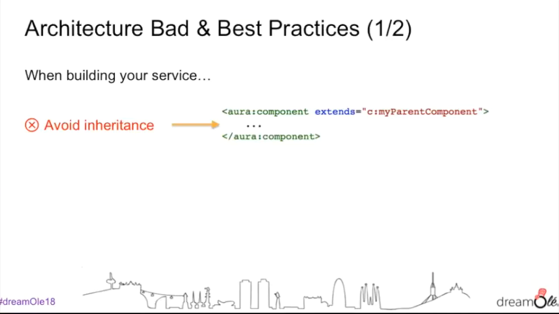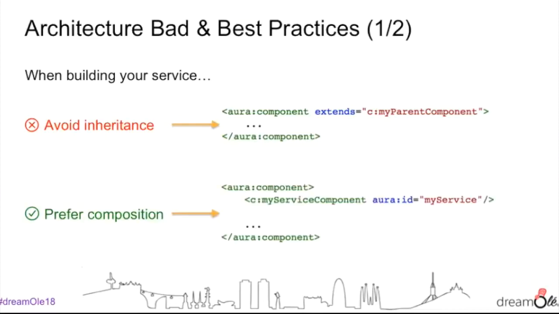You don't want to use extend my parent component or my service component in this case, because inheritance is limited to one parent class. So if you want to call multiple services in your calling component, you can't just call a single extend parent class. Instead, what you want to do is use composition. Composition, pretty much like in the example we saw before: you want to inject the code of your component, use an aura:id, and use this reference to call your service.